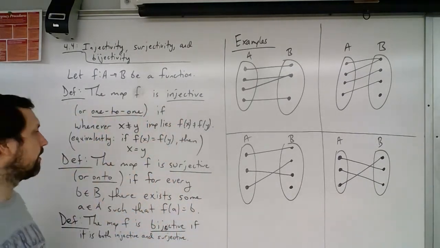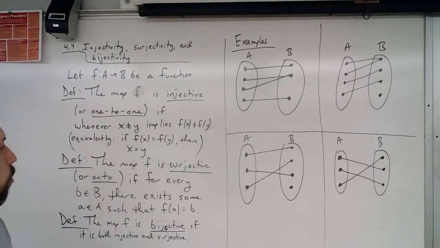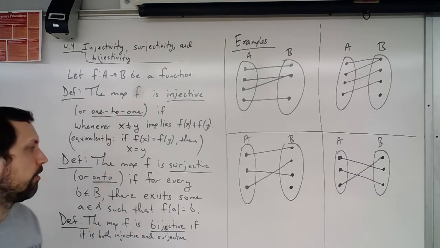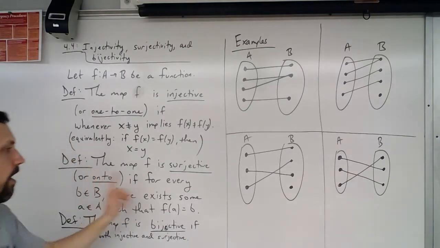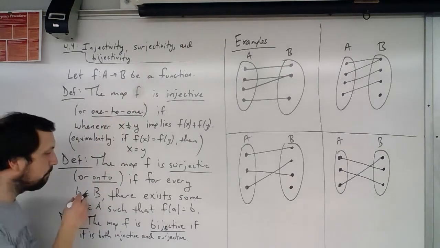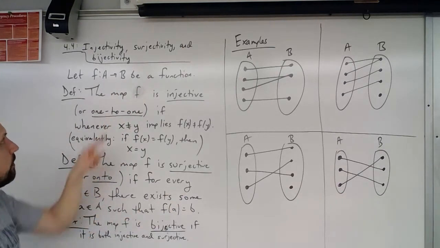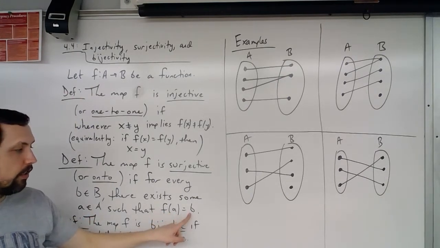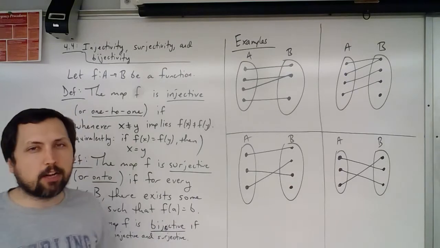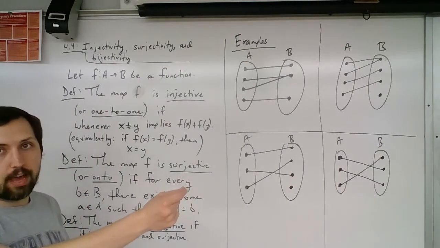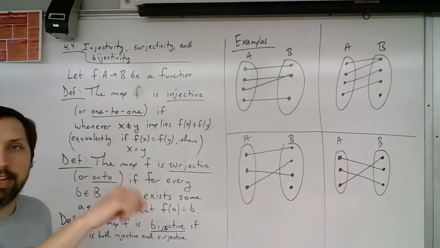Okay, that is injective. The next one is surjective. If you take modern algebra, sometimes people will use onto as another way to describe that. Surjective or onto says that for every element in B, remember B is our codomain, for every element in the codomain, there exists an element a in A, the domain, such that f of a is equal to b. What this is stating is that every element in our codomain has something from the domain mapping to it.